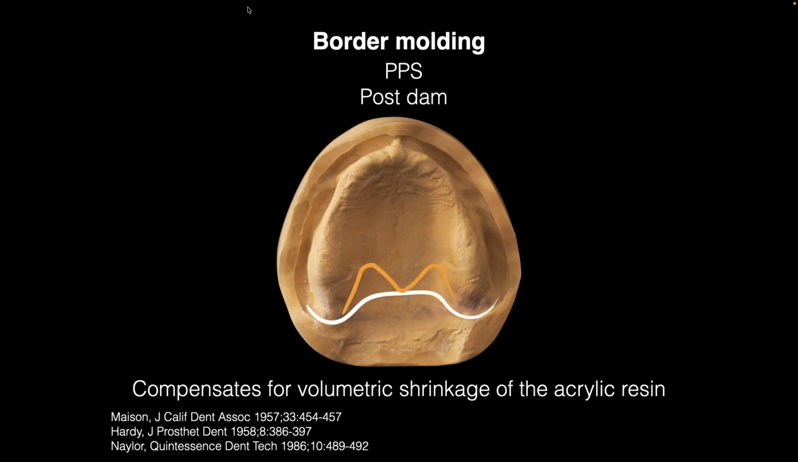When it comes to digital dentures, this particular advantage of the post-dam is not that significant, because a digital denture is usually either milled or 3D printed. So volumetric shrinkage that we get from processing the acrylic is not that significant anymore.